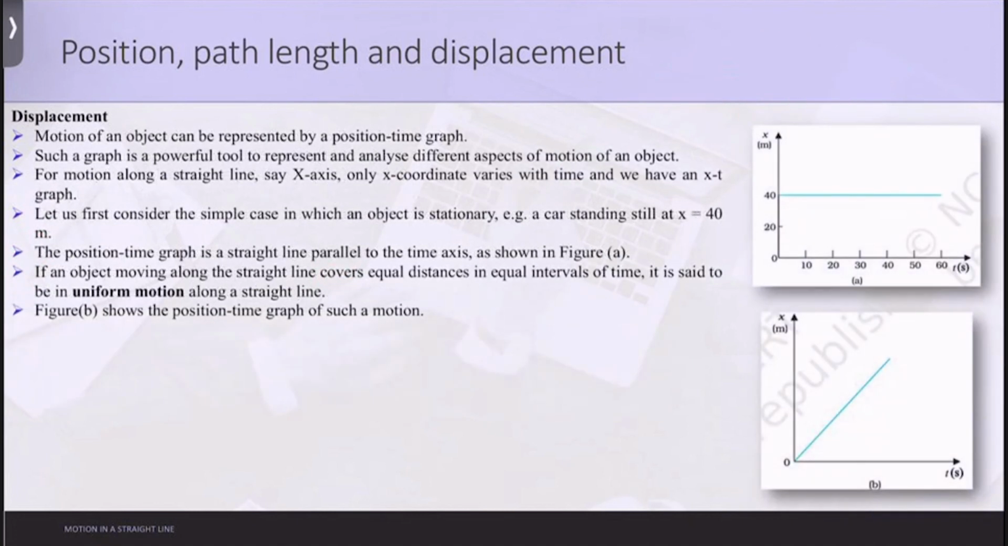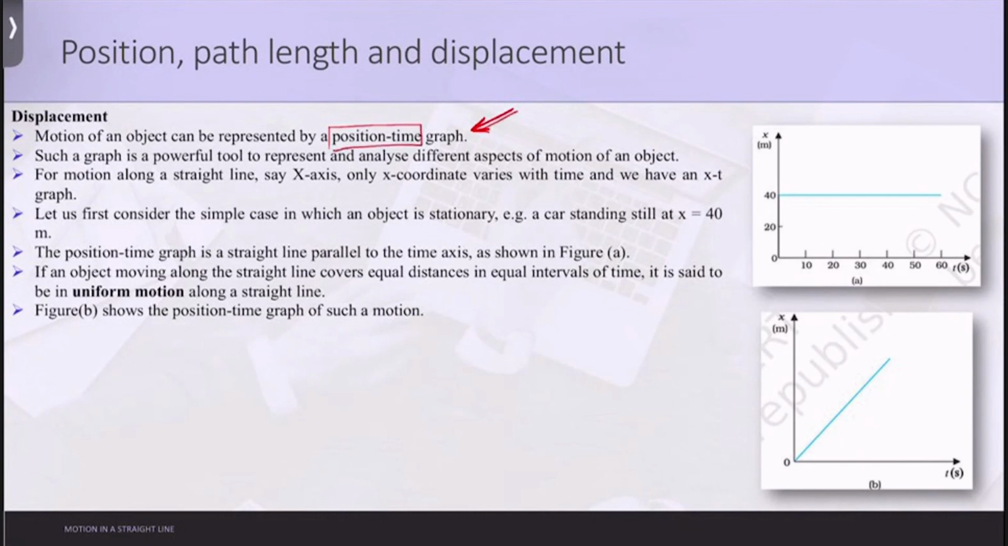Motion of an object can be represented in a position time graph. So now let us try to plot some of the graphs so that we can understand the concept much more clearly. First of all, let us see the name. What does the name suggest? The name basically suggests that it's a position time graph.